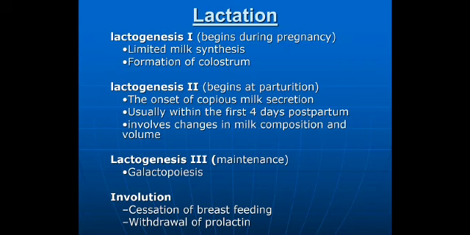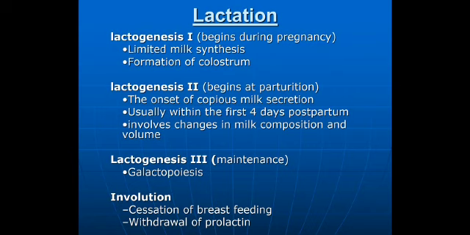So what is lactogenesis? It begins during pregnancy. Limited milk synthesis occurs during pregnancy, and formation of colostrum, which we already discussed is rich in lactose, protein, lactoferrin, oligosaccharides and antibodies. And lactogenesis 2, that is during parturition, is the onset of copious milk secretion, usually within the first 4 days postpartum. This involves changes in milk composition and volume.